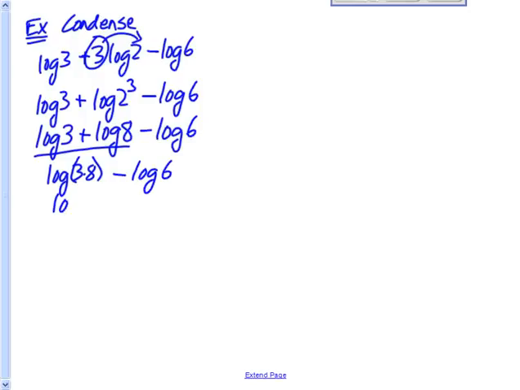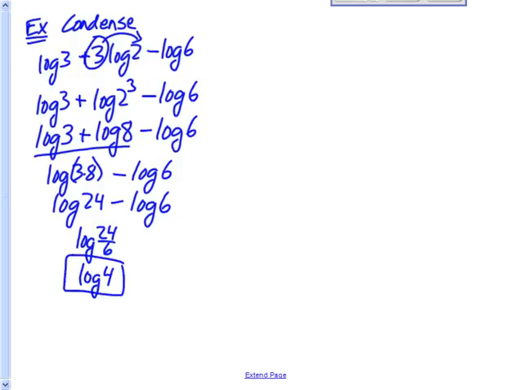So I have log 24 minus the log of 6. And you notice I have a minus between those two. So I say log of, and this is the quotient property, 24 over 6, which is 4. So I simplify it if I can. All right, log base 10 of 4.